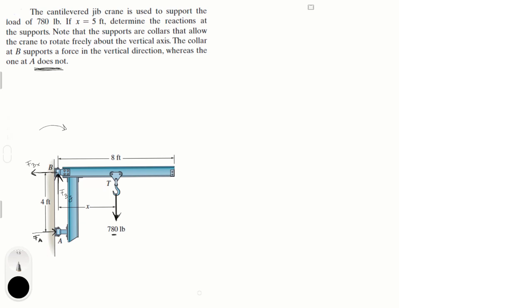So look at the variables that we have. We're trying to find F of B of X, F of B of Y, and F of A. So we can, right off the bat, eliminate the first two by doing the moments around B. So let's do just that. Assuming counterclockwise is positive, sum of the moments at B is equal to 0 and is equal to, I'm gonna call this 780 W for the weight of whatever this thing is holding. So the weight times the distance X, which is 5 feet. Let's actually put X here and then replace it after. And it's trying to turn it clockwise, so it's negative.